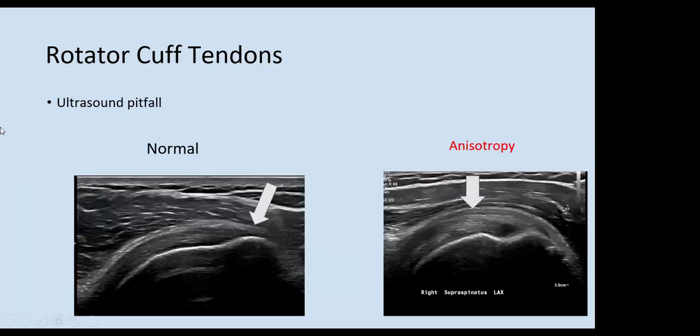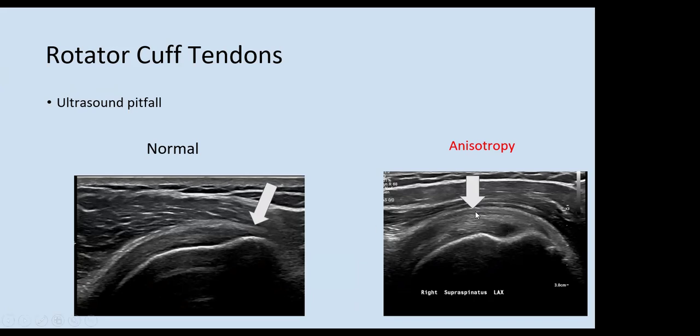So what are the pitfalls with ultrasound? We said ultrasound scan is wonderful in assessing the rotator cuff tendons because of the spatial resolution. However, there is a pitfall with ultrasound scan, and that's anisotropy. Anisotropy is when you see a focal hypoechoic area at the footprint of the supraspinatus tendon, which can mimic a partial thickness articular sided tear.